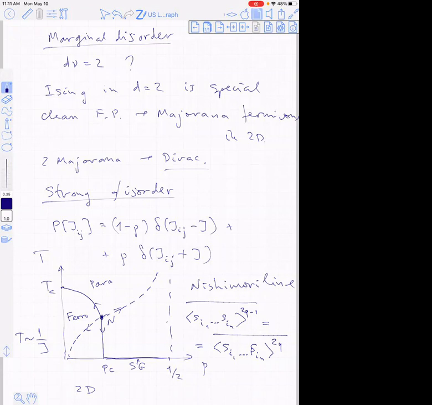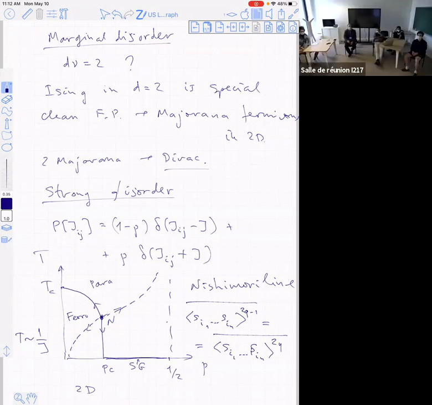As I said, I switch between varying J and varying temperature. It's the same up to inverse. And if you want to approach it with a conformal bootstrap approach, where is this point? Do you know?